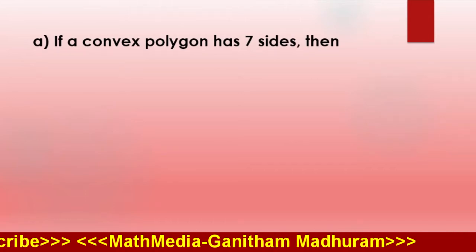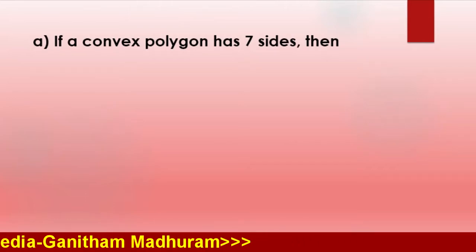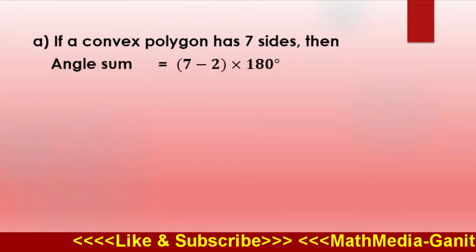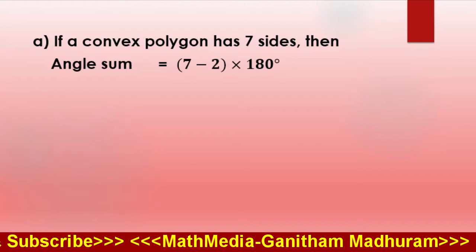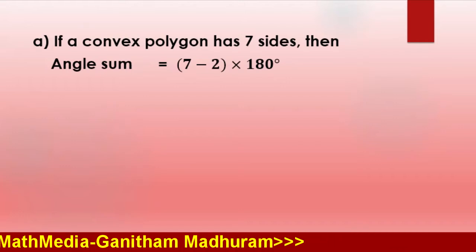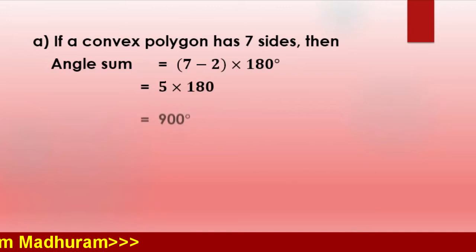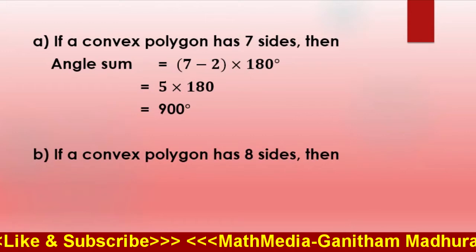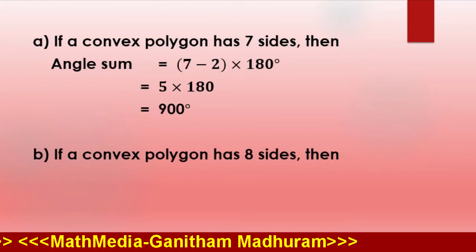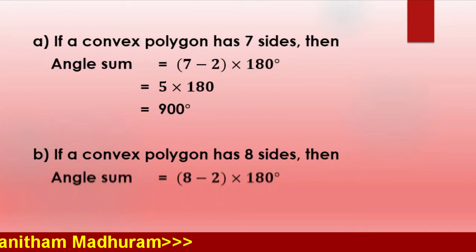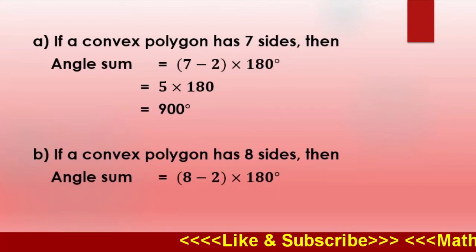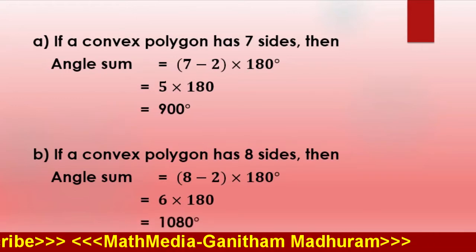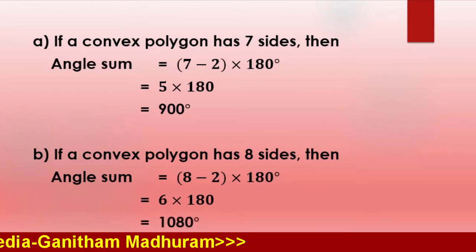First one, a convex polygon has 7 sides. Hence the angle sum equals (7 minus 2) into 180 degrees, that is 5 into 180 degrees equals 900 degrees. Second, B, a convex polygon with 8 sides. Then the sum of angles equals (8 minus 2) into 180 degrees, that is 6 into 180 degrees equals 1080 degrees.